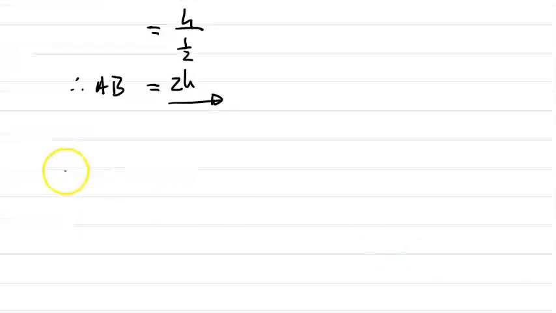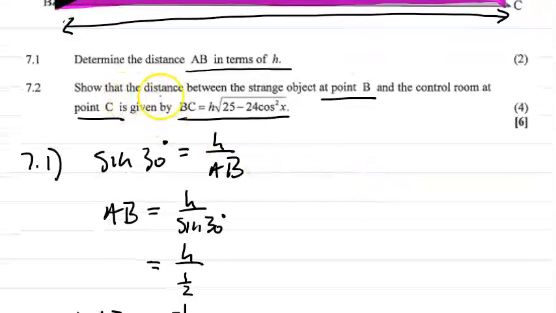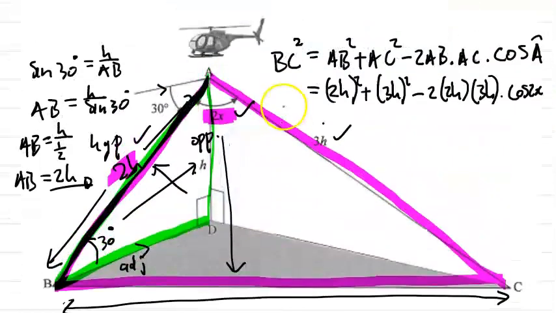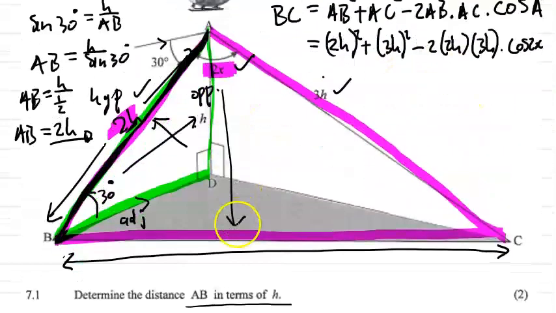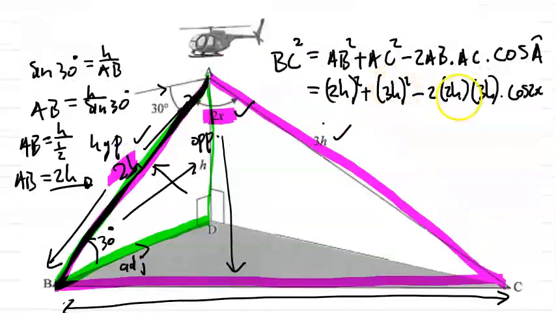7.2. Once again, they ask us here, show that the distance between the strange object at point B and the control room at point C is given by BC equals h times the square root of 25 minus 24 cos squared x. And what did we say in our working? Well, we said that in a non-right angle triangle, we're going to find the opposite side of the reference angle here, which is 2x, or the included angle.